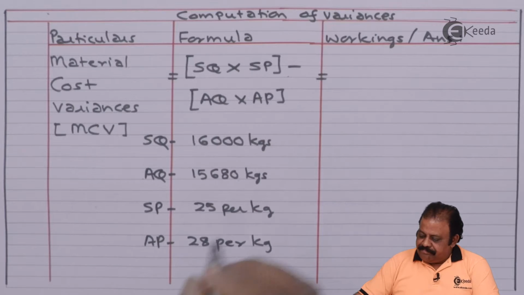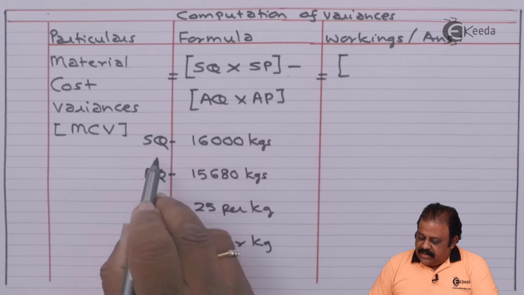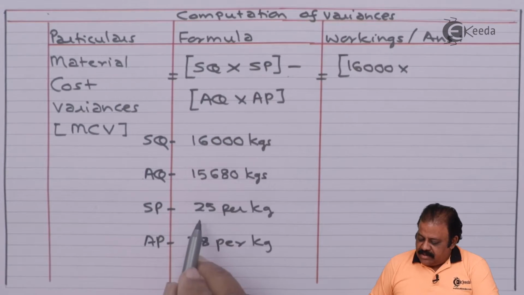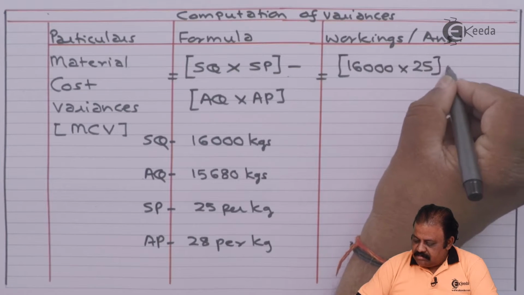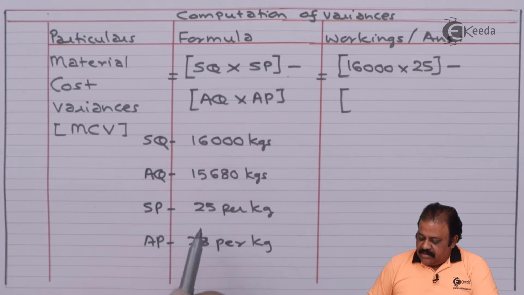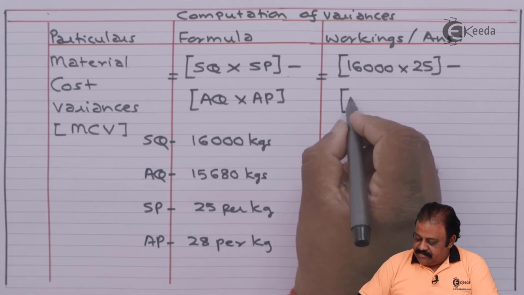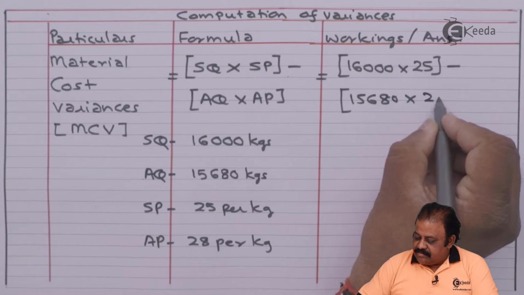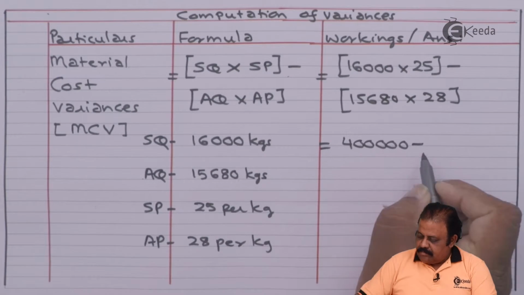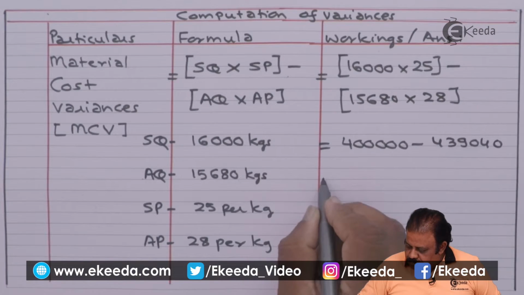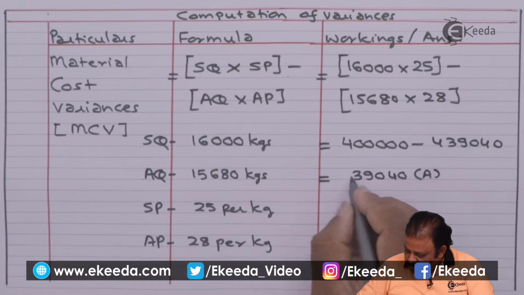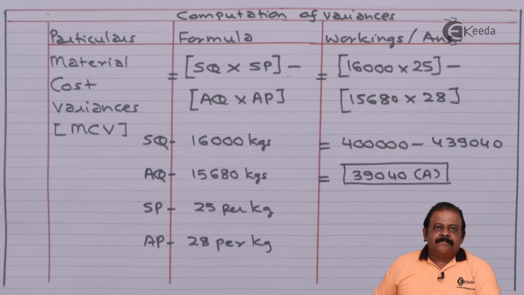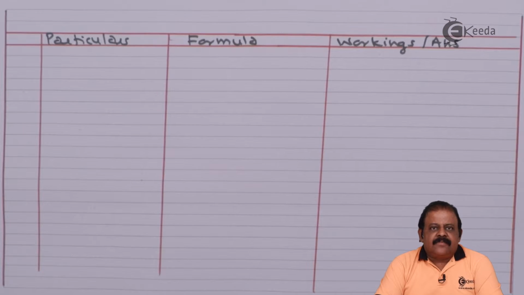Let us complete formula. Standard quantity 16,000 kg multiplied by standard price 25 per kg minus actual quantity 15,680 kg multiplied by actual rate 28 per kg. 39,040 adverse. Let us calculate sub-variances.